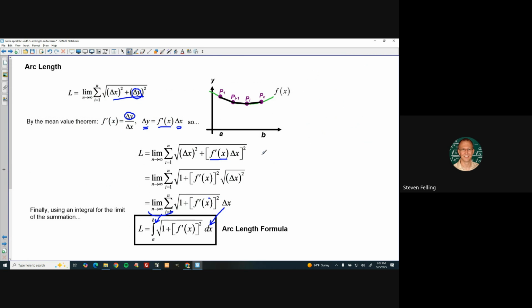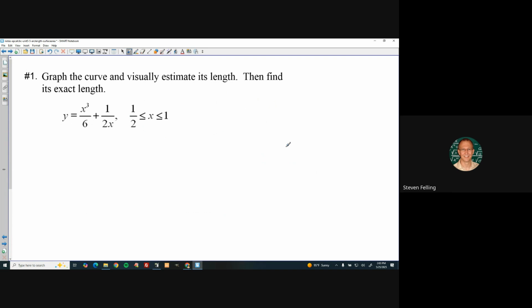Let me write it again. The length along this path, if I have a starting x and an ending x, is going to be the integral from the starting x to the ending x of the square root of 1 plus the derivative squared, integrated along all these x's. So there's the derivation. You're not required to be able to reproduce the derivation, but you are required to memorize the result. So let's actually work a problem with that.